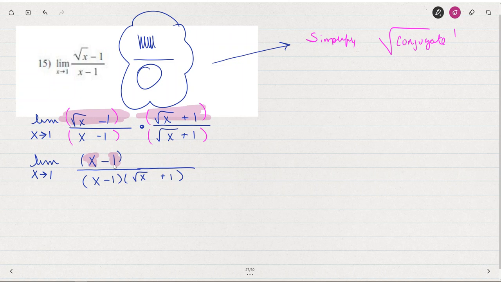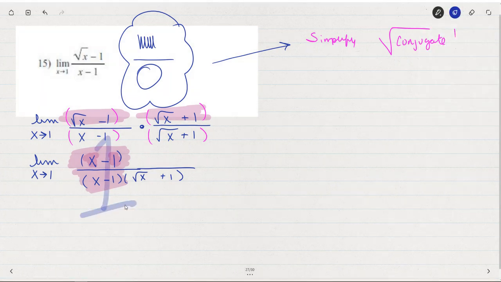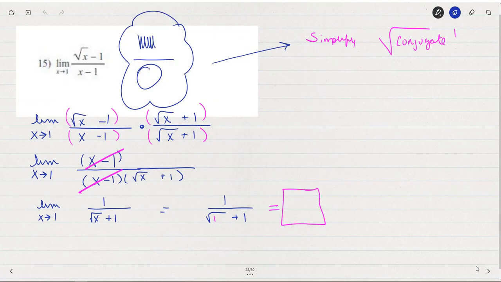In the denominator, I'm not going to bother foiling that. Foiling it isn't going to help me, so I'm just going to keep it in its factored form. And you see what happens when I keep it in its factored form? Look at that. That x minus 1 over x minus 1 divides out into a 1 because x minus 1 over x minus 1 is 1. So now that I've factored it, I can simplify it. I can reduce it. And I'm left with the limit as x approaches 1 of 1 over square root of x plus 1.